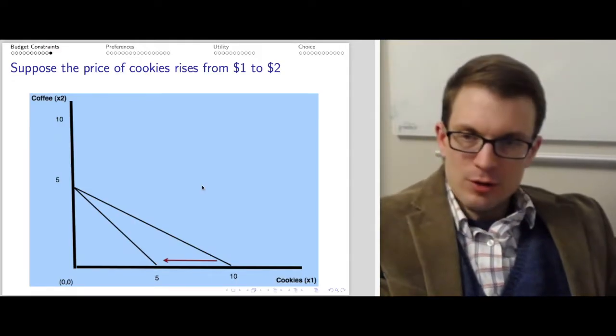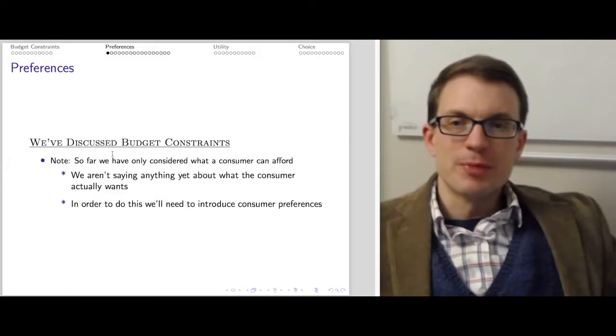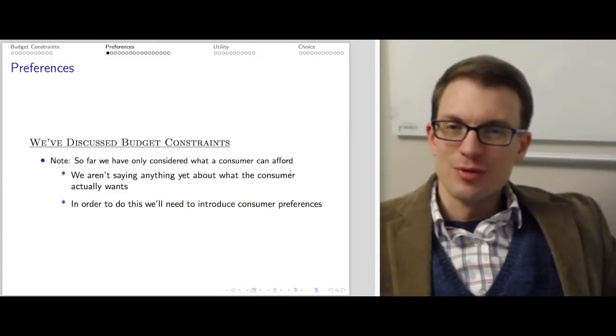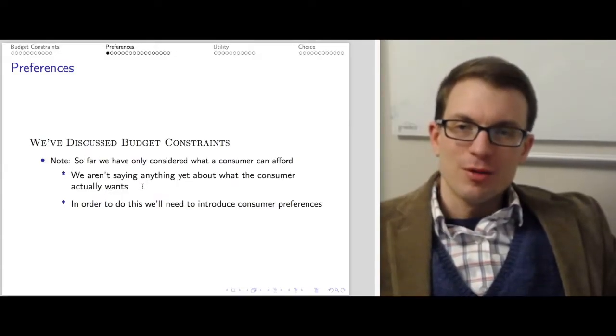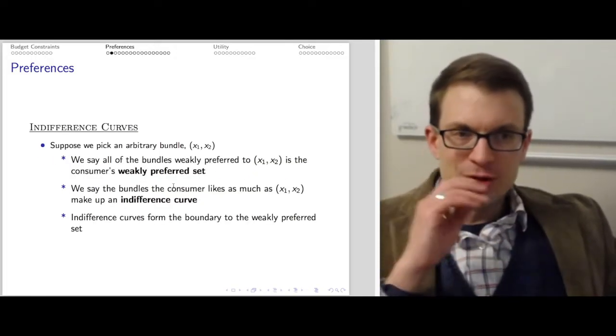Okay. All right. So now we'll talk about preferences. We've discussed budget constraints. So far, we've only talked about what the consumer can afford. We haven't said anything about what the consumer wants. So now we have to introduce preferences to be able to talk about what the consumer wants.